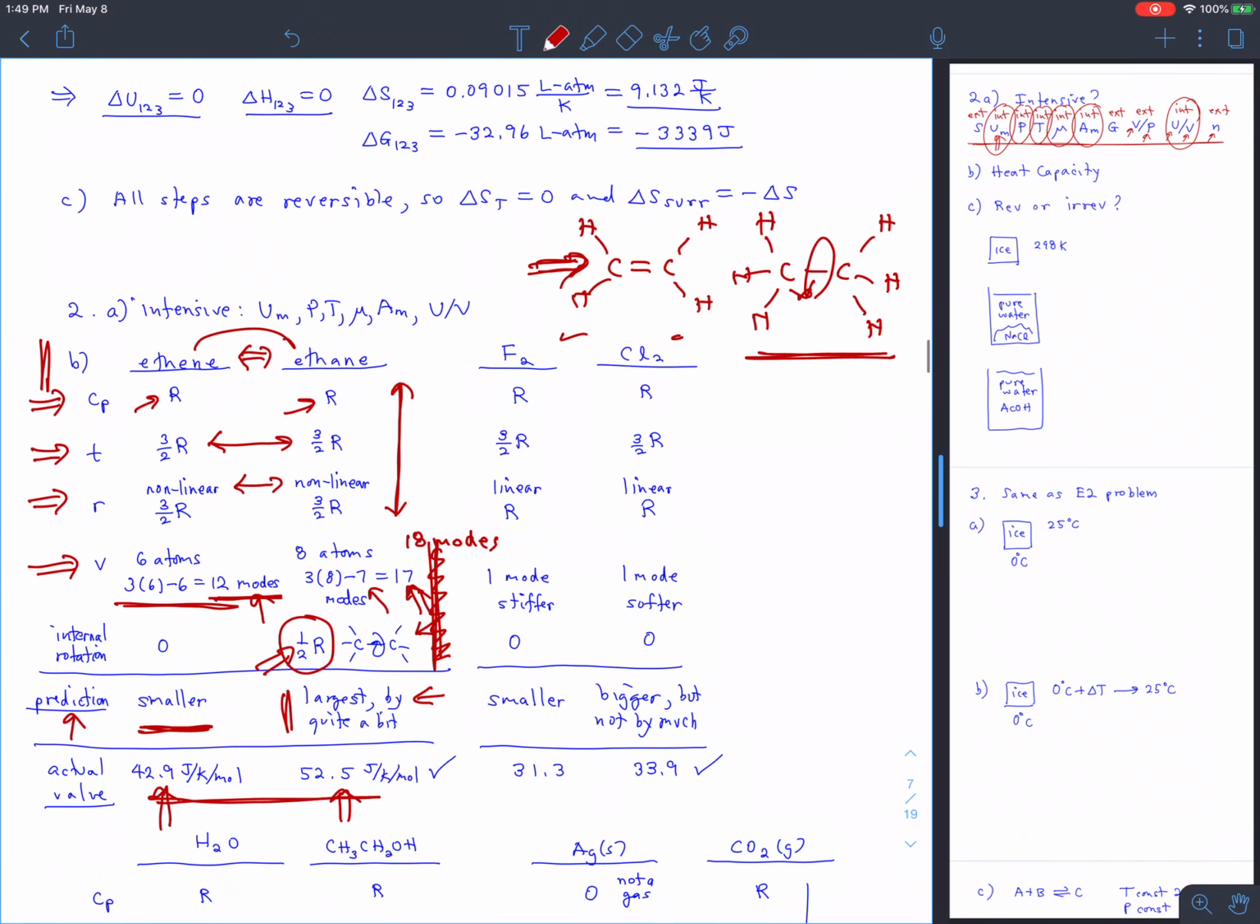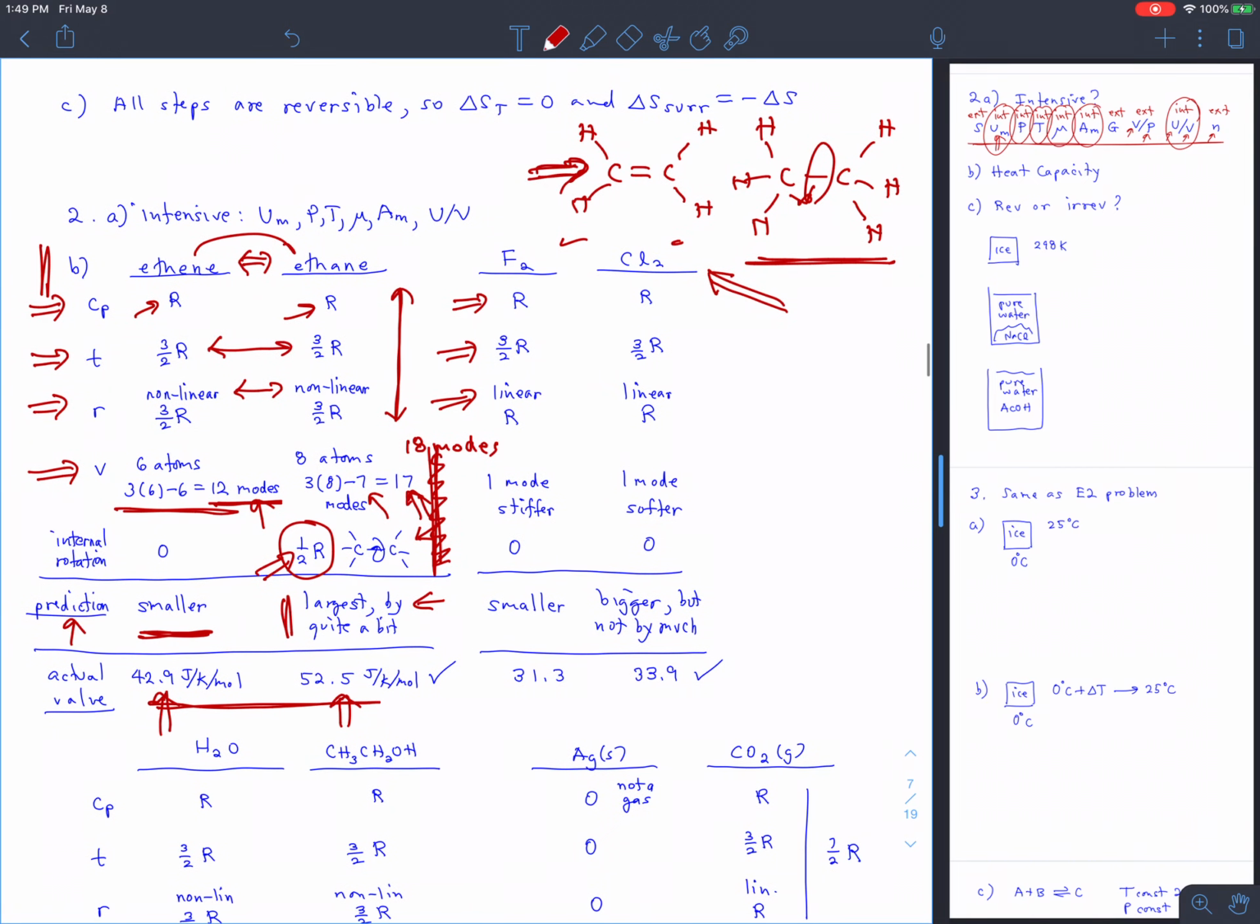All right, that's for the two more complicated cases. Let's look at these simpler molecules now. Again, there's a contribution of R for converting CV into CP. There's always a 3/2 R for the translations. These are both linear molecules, so there's a contribution of R for the rotations as well. And again, none of these things distinguishes F2 from Cl2 so far.